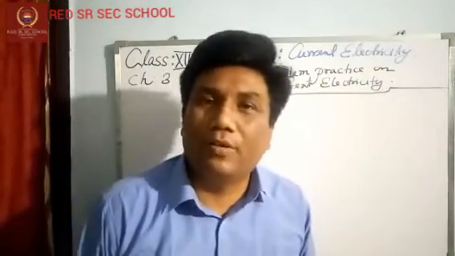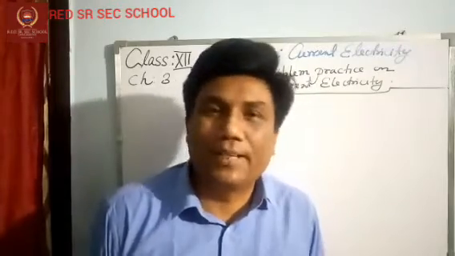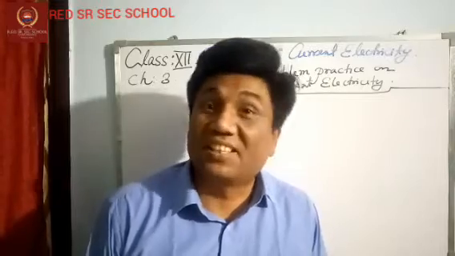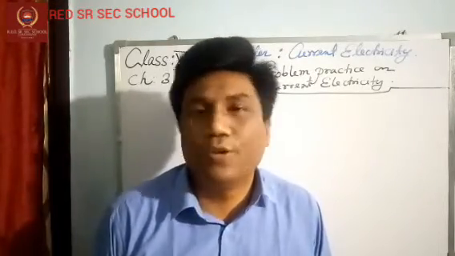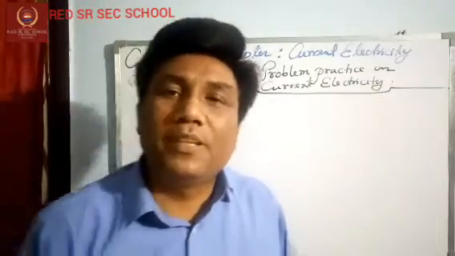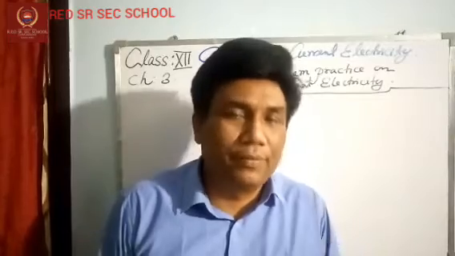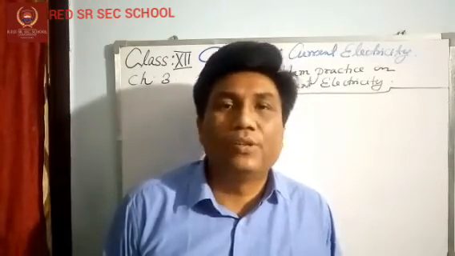You have already covered all the topics of current electricity. You have understood the basic definition of electric current, resistance, combination of resistance, method of symmetry to find the equivalent resistance, Wheatstone bridge, meter bridge, potentiometer. All topics you have covered till now. If you have any problem in the conceptual part, please go through the videos once more.